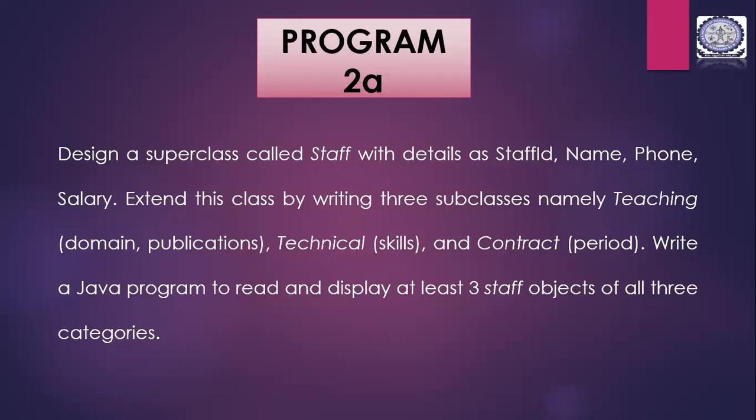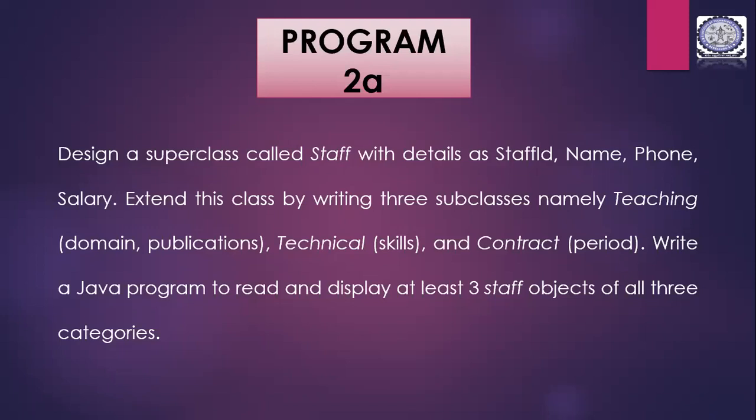So this teaching has its own set of data variables called domain and publication. Okay. So which domain is the staff in? That is, which is the subject that the staff belongs to, and how many publications does that staff have? Okay. Here staff is nothing but the employee of a particular college. So this is with regard to the scenario of a college.